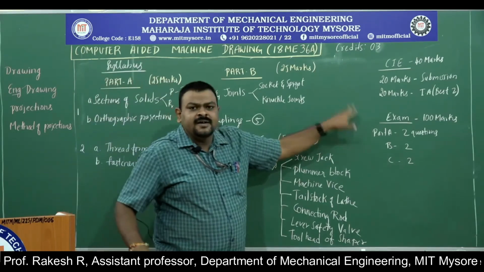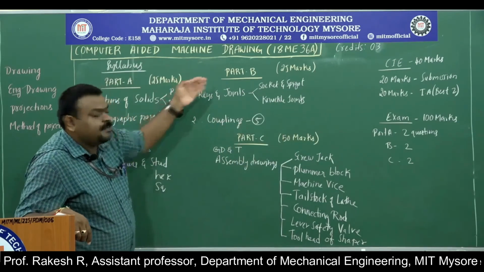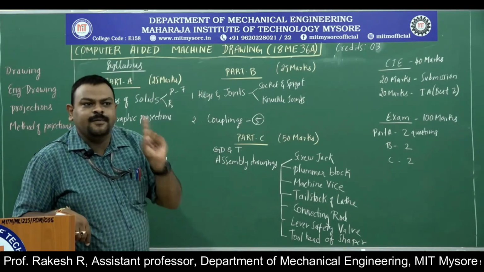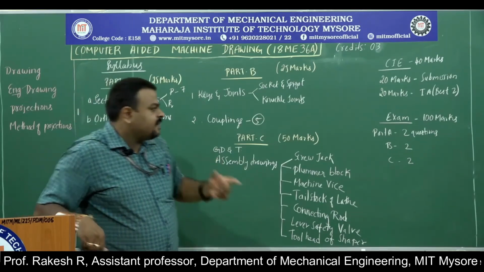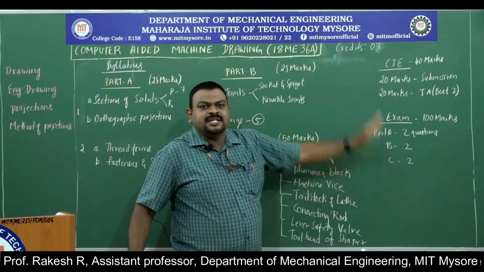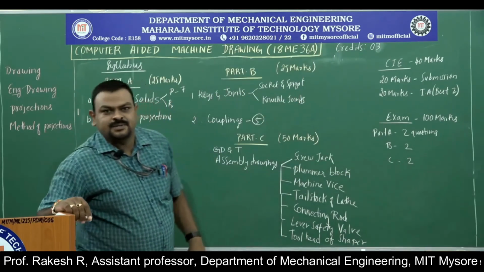Then exam pattern: in part A you will get 2 questions, part B you will get 2 questions, part C you will get 2 questions. You have to answer any one from part A, part B and part C. That will be for 100 marks. That 100 marks is reduced to 60, and 60 plus 40 is your final marks, 100.